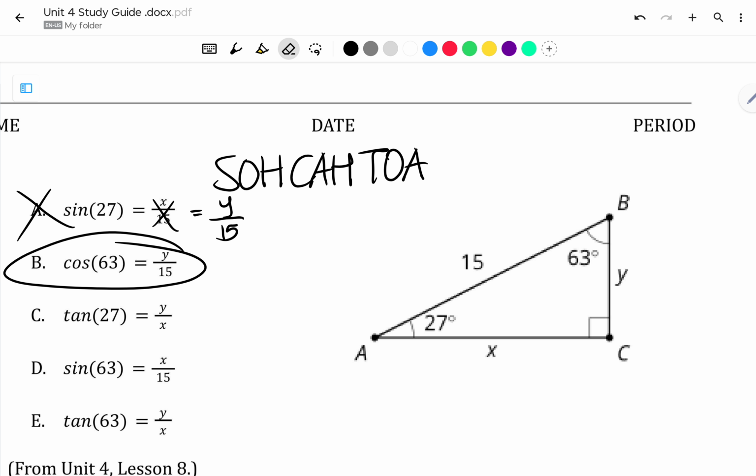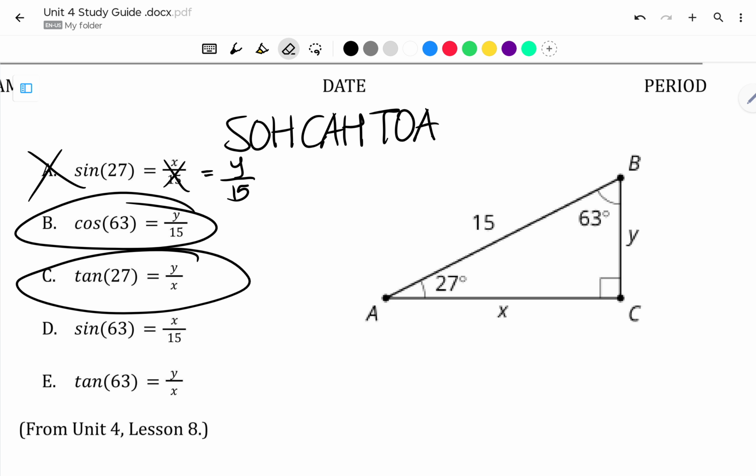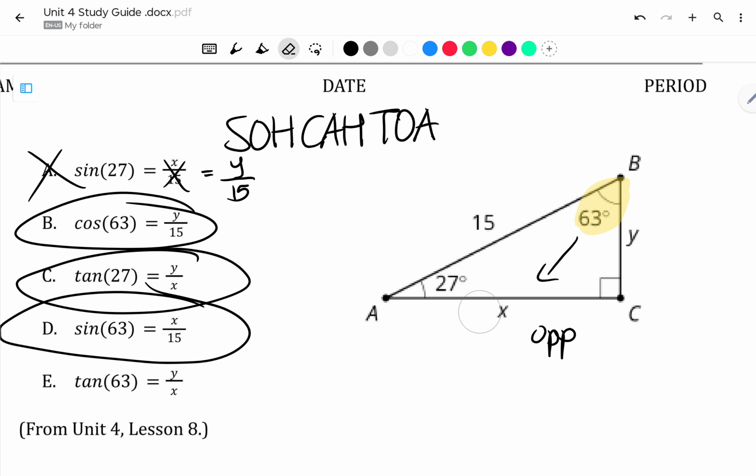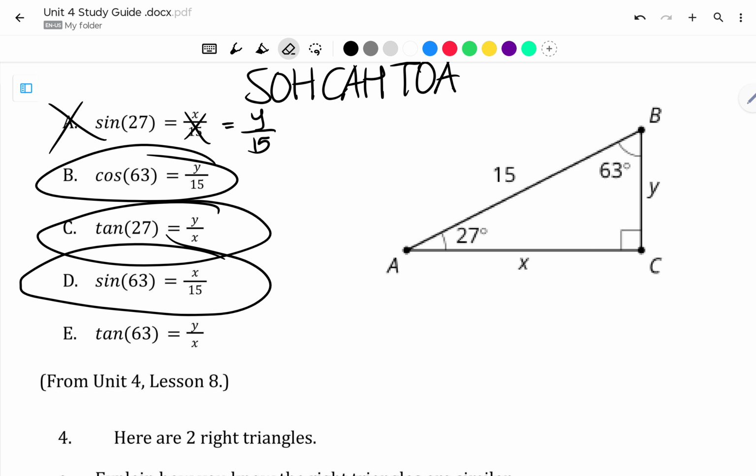What about the next one? Tangent of 27. So we're going back to 27 here. Tangent uses opposite and adjacent. So opposite and adjacent. Yeah, it looks like y over x. So that's good as well. What about sine of 63? Yeah, we're going back to the 63. Sine is opposite over hypotenuse. So that's x over 15. That's good.